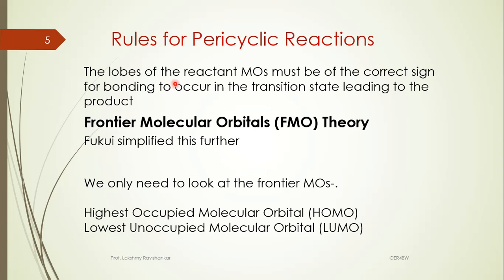Several theories have been put forth for predicting the outcome of a pericyclic reaction, and all of them necessitate that the lobes of the reactant molecular orbitals must be of the correct sign in order for bonding to occur in the transition state, which would eventually lead to the formation of the product. We will be concentrating on the frontier molecular orbital theory, which was simplified by Fukui further. According to this, one need not consider all the molecular orbitals of a given polyene system. We only need to look at the frontier molecular orbitals, that is the orbitals which are participating in the reaction, and which are these: the highest occupied molecular orbital or the HOMO, and the lowest unoccupied molecular orbital or the LUMO.